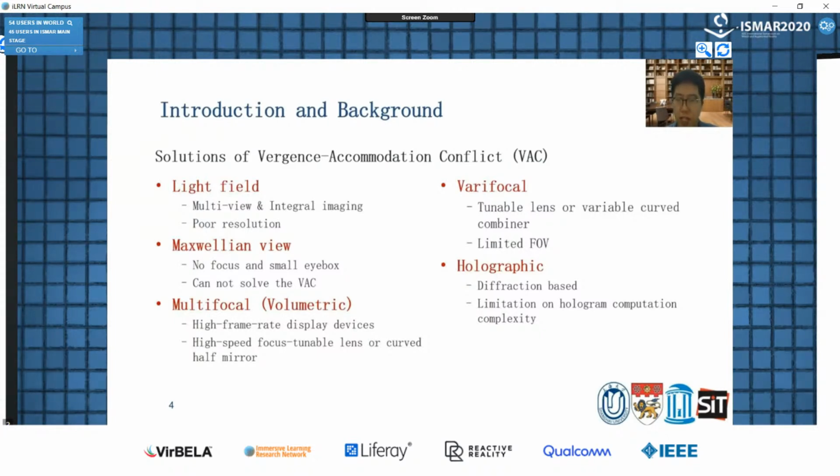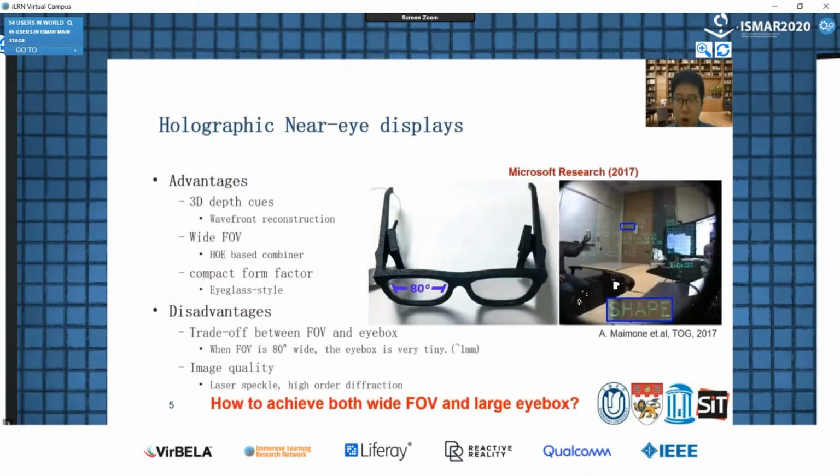Multifocal near-eye displays always need high-speed display devices to scan multiple slices. Varifocal near-eye displays provide a single focal plane which can be adjusted based on the requirement, but it also suffers from the limited FOV. Holographic is an ideal approach of displaying 3D scenes, since it reconstructs the light wavefront of the scenes, including both amplitude and phase, so it can solve the VAC issue in principle.